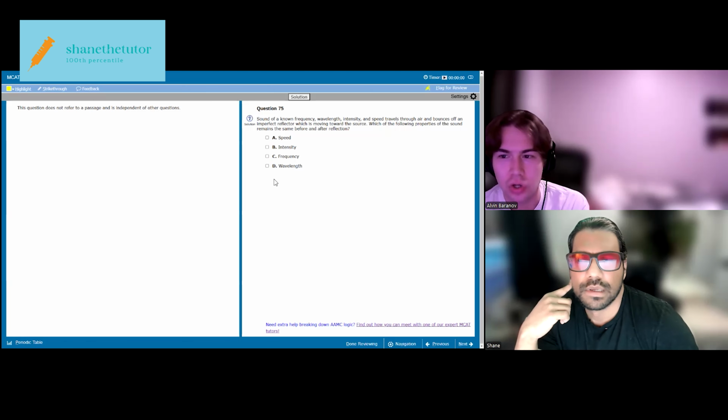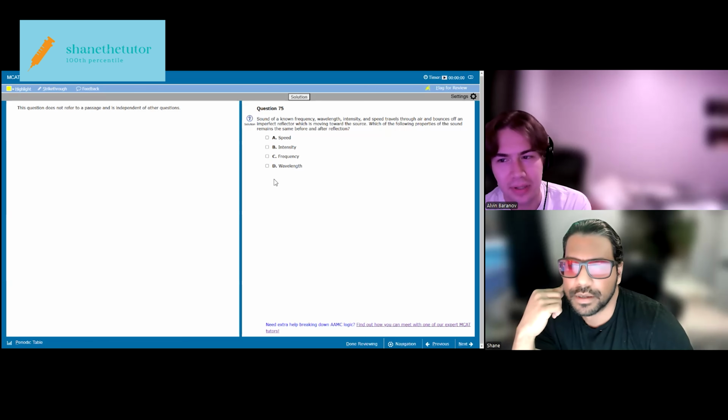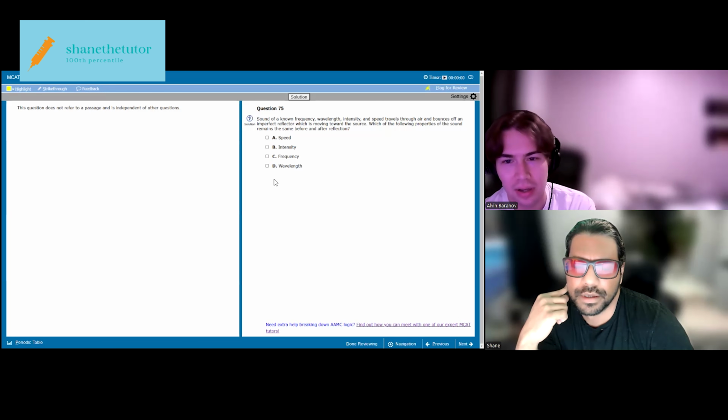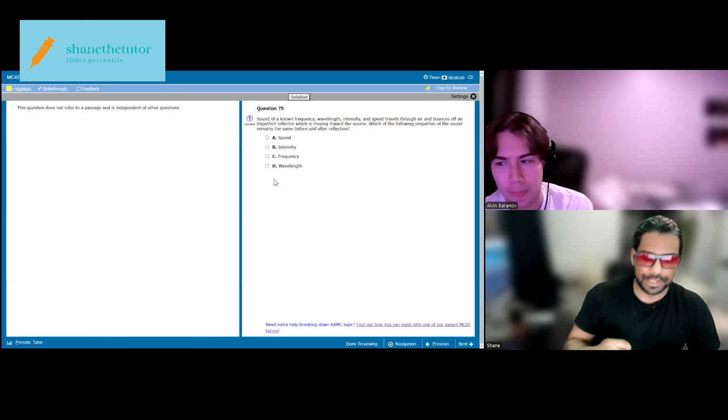So, between these choices, I would eliminate C off the bat because I feel like frequency doesn't change. And now speed I'd probably eliminate. And that'd be between intensity and wavelength. But if speed changes, that probably... I'm saying, hold on. Frequency stays the same. So yeah. Okay, couple of things.